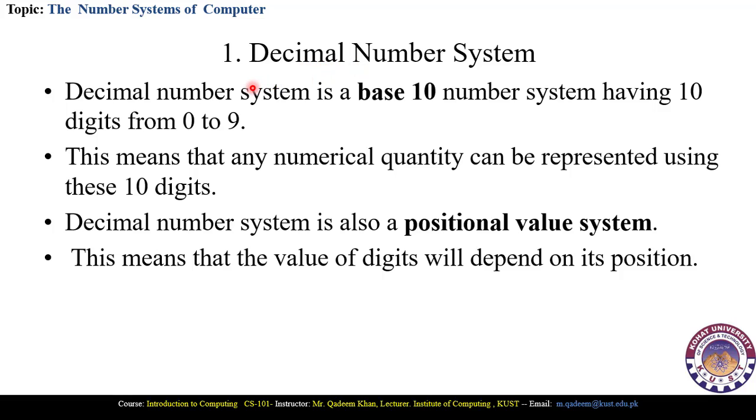The decimal number system, as its name indicates, has the base 10, because deca means ten. So that means that there are 10 numbers in the decimal number system. And these 10 numbers are from 0 to 9. So it includes 0, 1, 2, 3, 4, 5, 6, 7, 8 and 9 values.